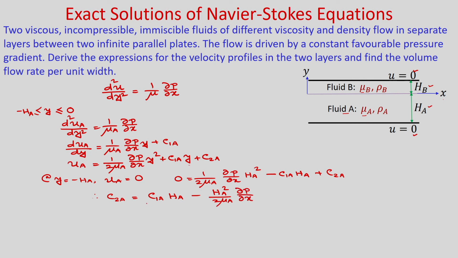Okay. So, now if you put it in this expression of the velocity distribution in the fluid A domain, you can write u A is equal to 1 by twice mu A minus del p by del x H A square minus y square plus C1 A y plus H A.